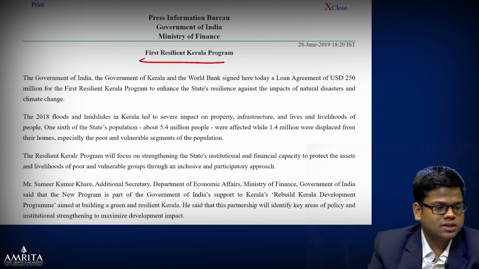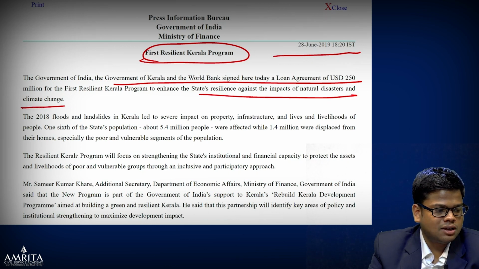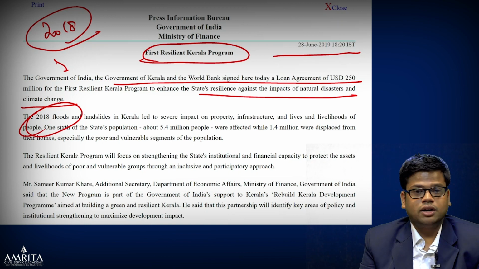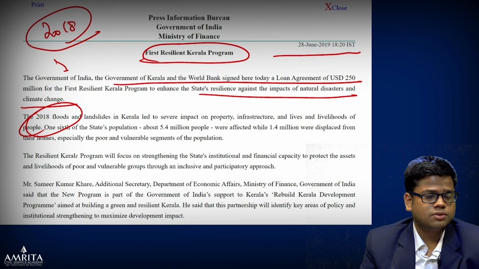So first, the Resilient Kerala program. The Government of India, Kerala and the World Bank have signed this $250 million agreement to fight the impact of natural disasters and climate change. The background is the 2018 Kerala flood and landslide, right? It led to a lot of loss of human life, livelihood, and homes, and all these things.